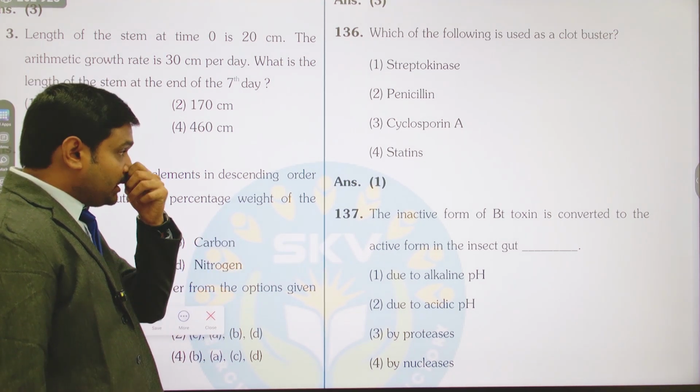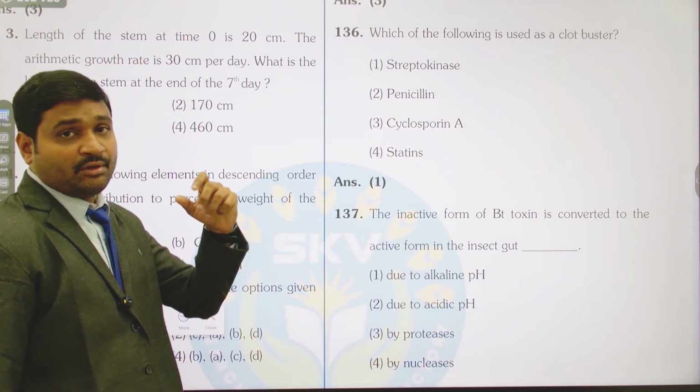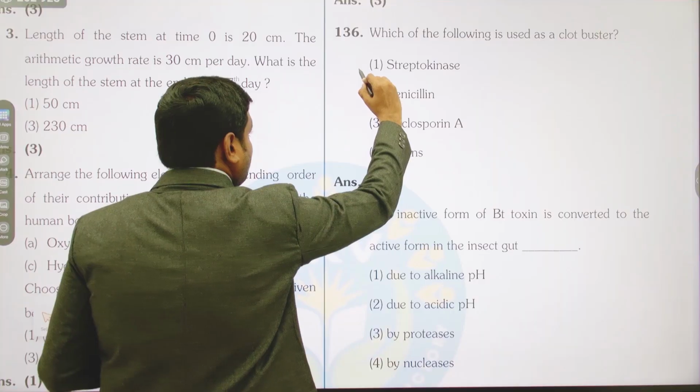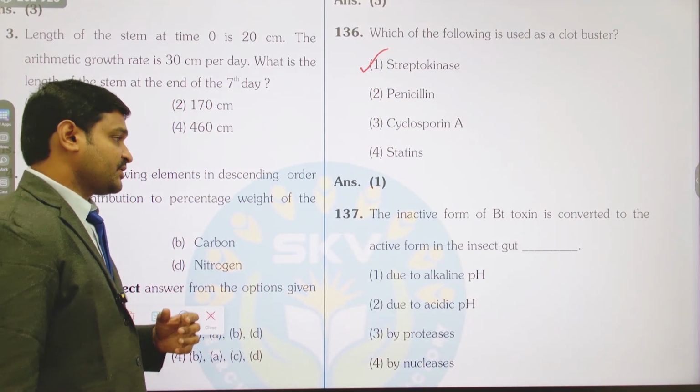So here in the microbes in human welfare, there is a topic given: bioactive molecules. There is a direct question without any thinking. Streptokinase is commonly called a clot buster.